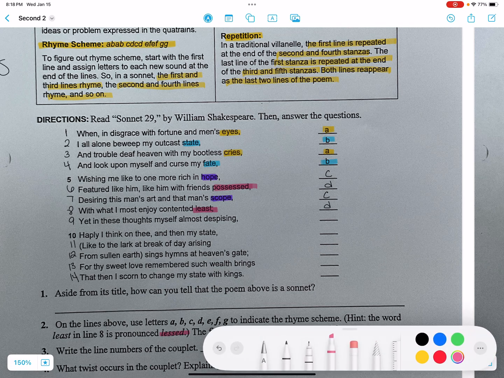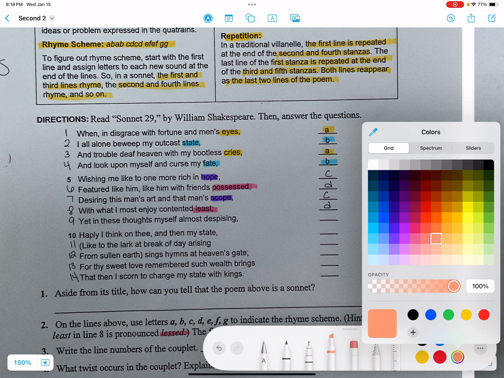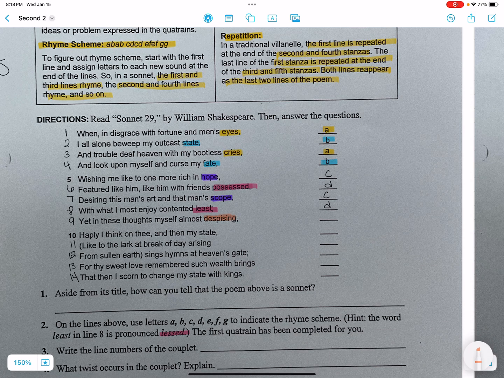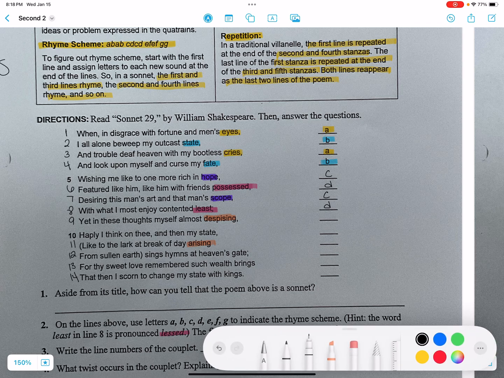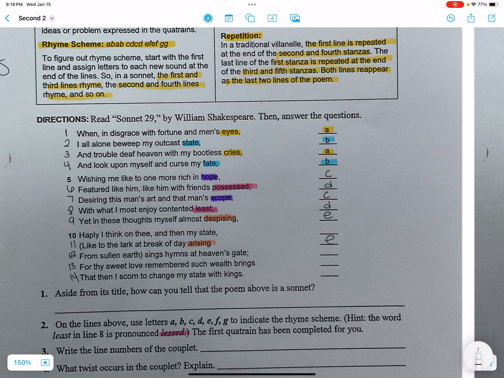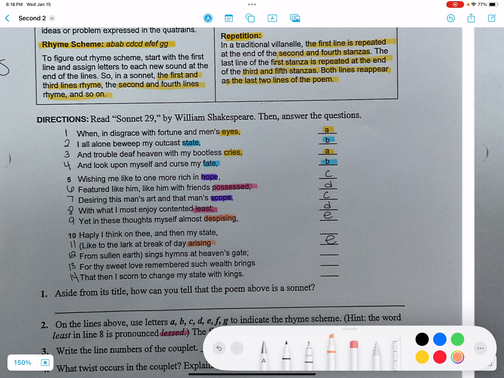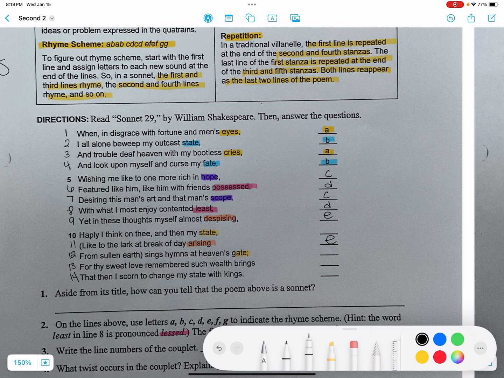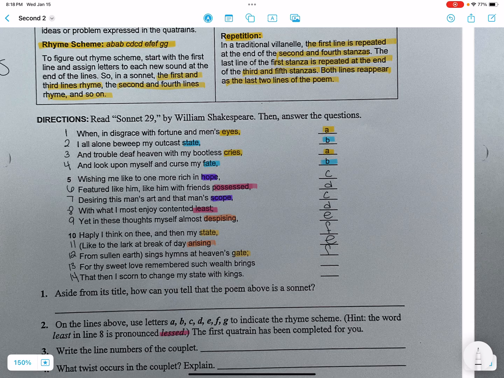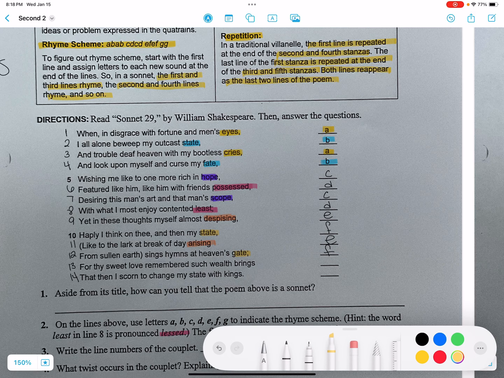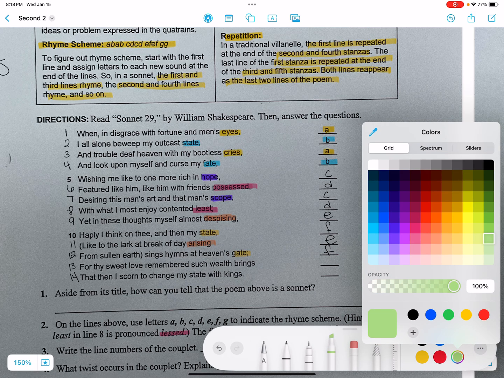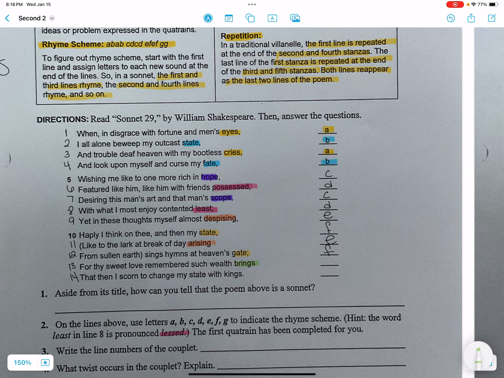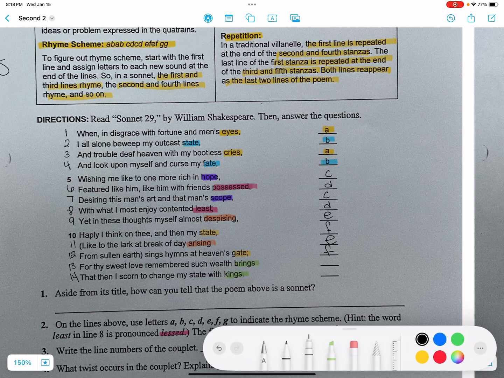Okay. Despising and arising are going to be our E's. Okay. State and gate are going to be our F's. And our rhyming couplet, which is going to be brings and kings, are going to be our G's.